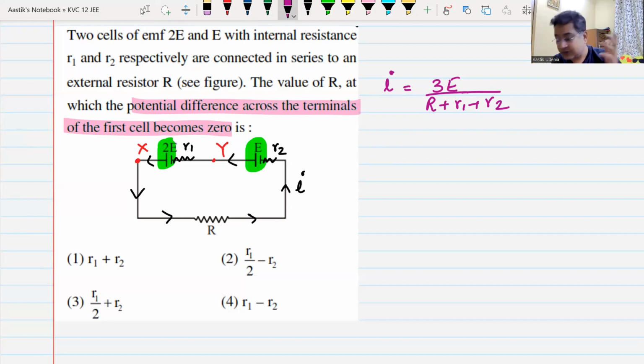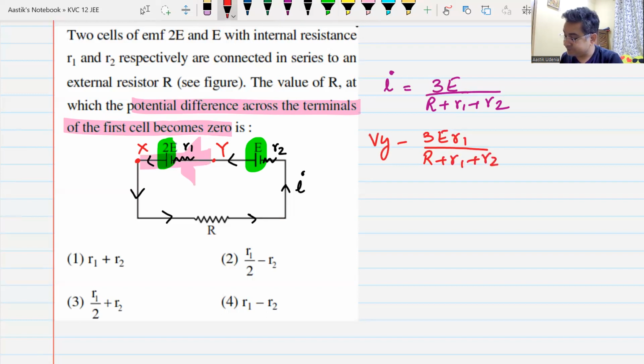Now you can write the potential difference between X and Y. Let me start from Y and move towards X. I move in this direction just because current is going like this. So I write Vy minus I into R1, so 3E R1 upon R plus R1 plus R2. Then I move from the negative terminal to the positive terminal, plus 2 times E, is equal to Vx.